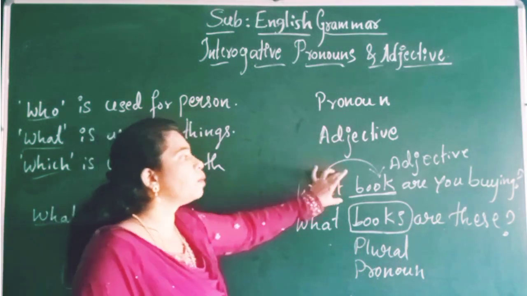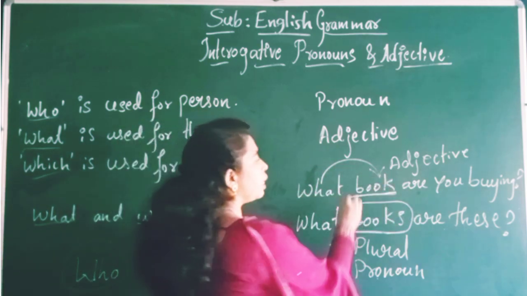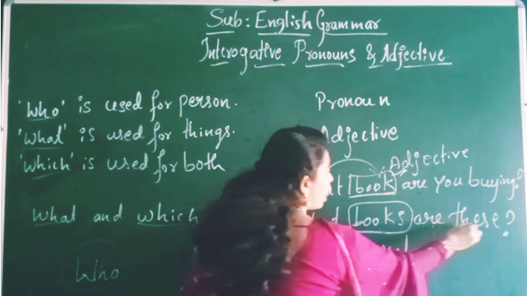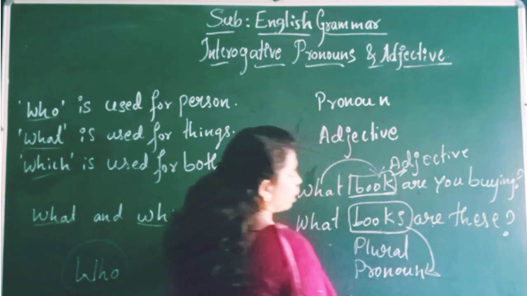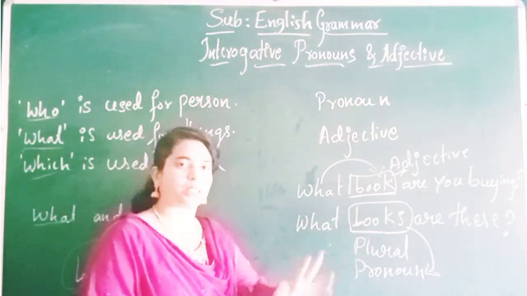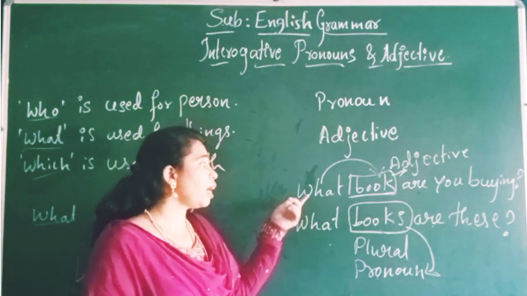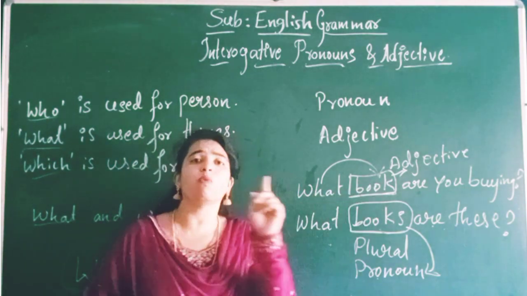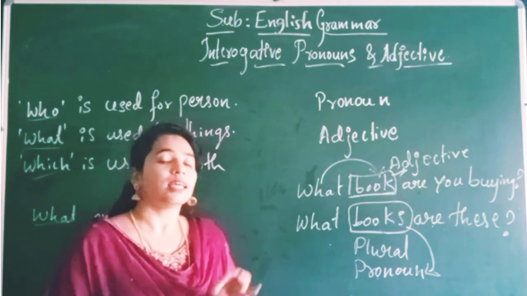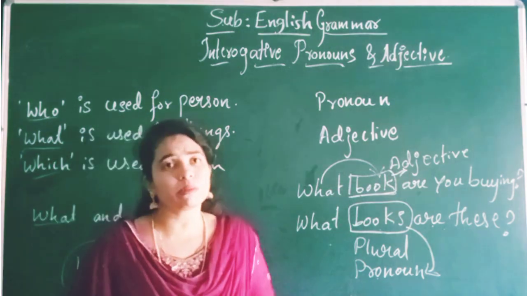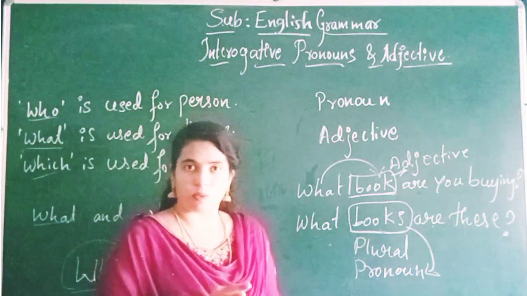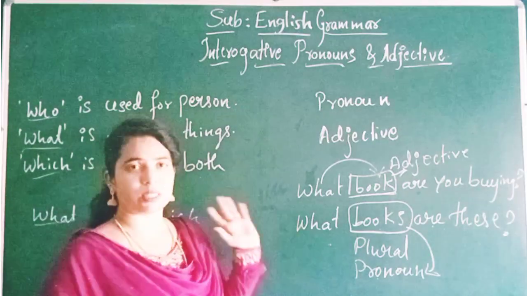What books are you buying? Here this noun becomes the adjective. And what books are these? This noun becomes the pronoun. Understood, my dear students? Same books. When we are talking about specifically one book or a particular thing, then it is adjective. When we are talking about so many books, that is called a pronoun. My dear students, I hope you have understood this one.